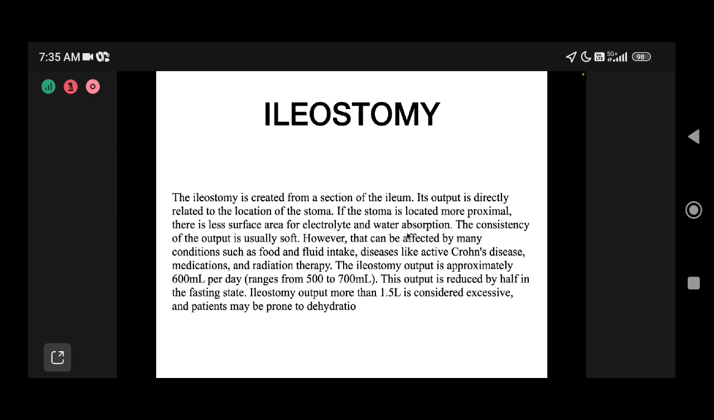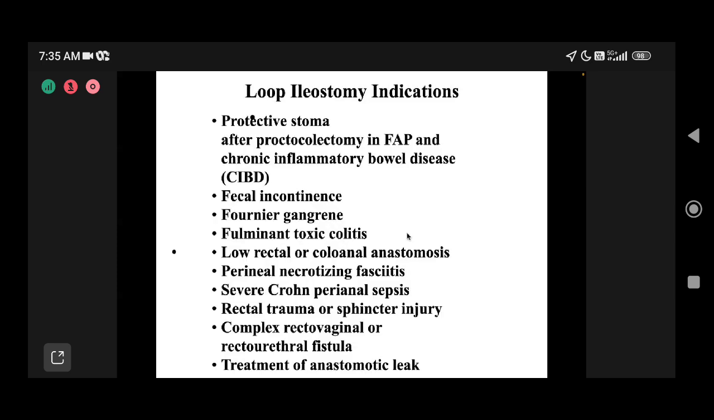But we should also know the normal output of the ileostomy. Normally it will be less than a liter. It varies from 500 to 700 ml, and on average about 600 ml is the usual output. Whenever the output goes beyond 1.5 liters, we call it a high output. High output ileostomy is one of the semi-emergency conditions where the patient has to be taken care of as an inpatient. So let us go a little more in depth about the ileostomy.